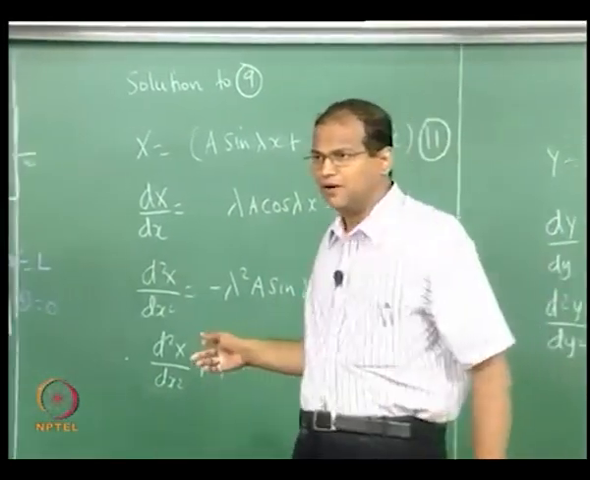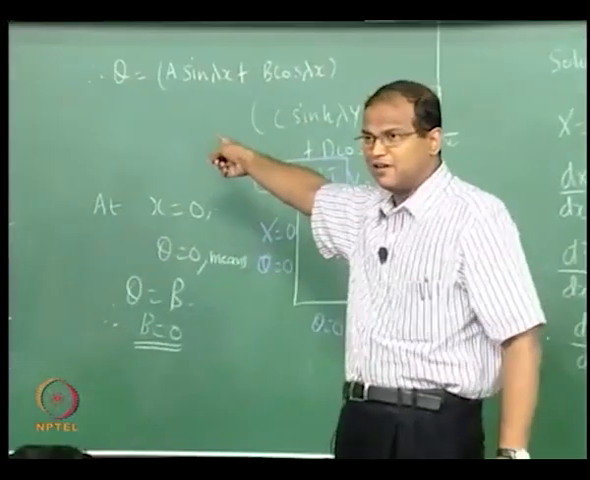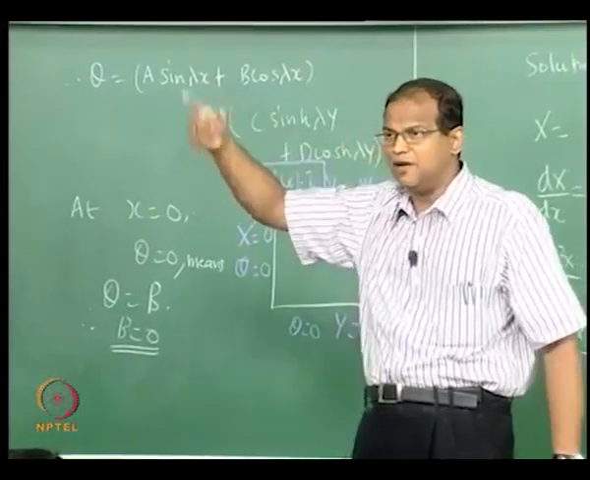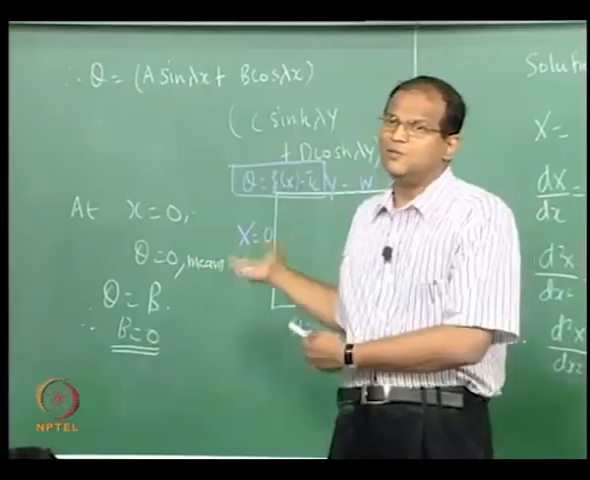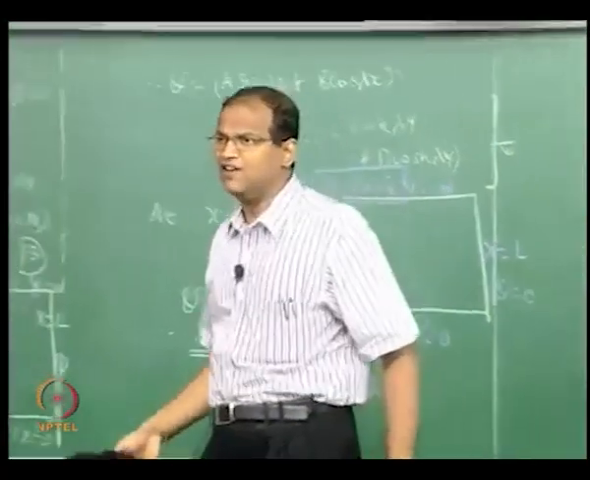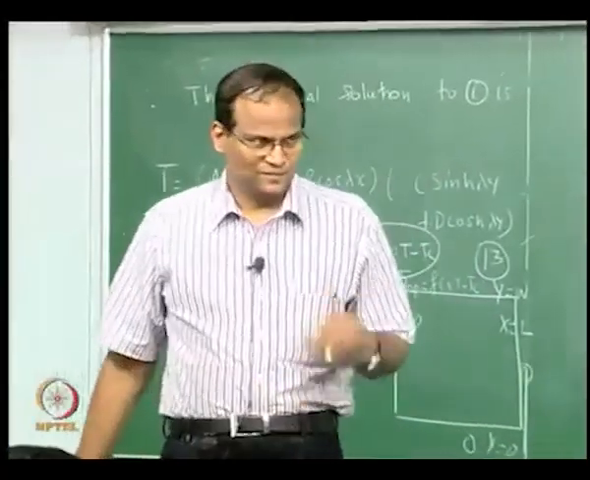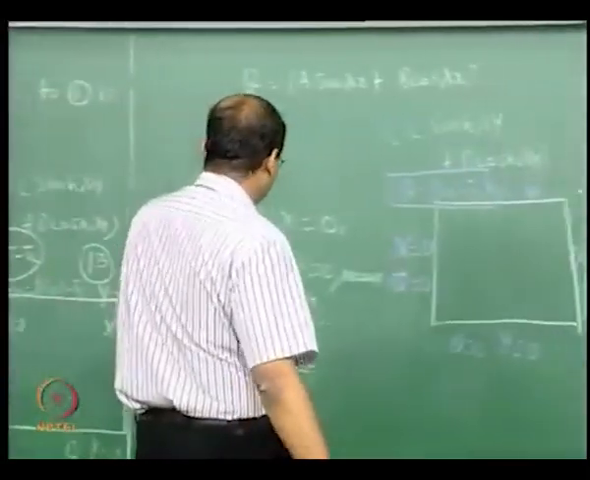Otherwise this technique will not work, because out of A, B, C, D I keep on cancelling something. This is not possible if I do not have the 0 boundary condition, it will become very messy. Now therefore B equal to 0.